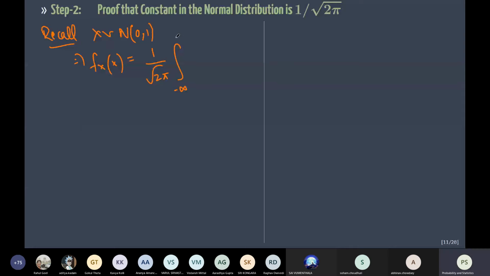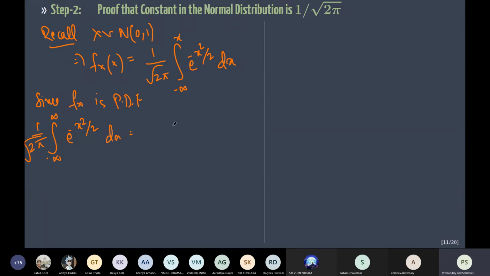Yeah, so this was e to the minus x square by 2 dx. If I integrate this over the whole domain, it should be square root of 2 pi. Since f(x) is a PDF, the integral from minus infinity to infinity of e to the minus x square by 2 dx, multiplied by 1 by square root of 2 pi, must be equal to 1.